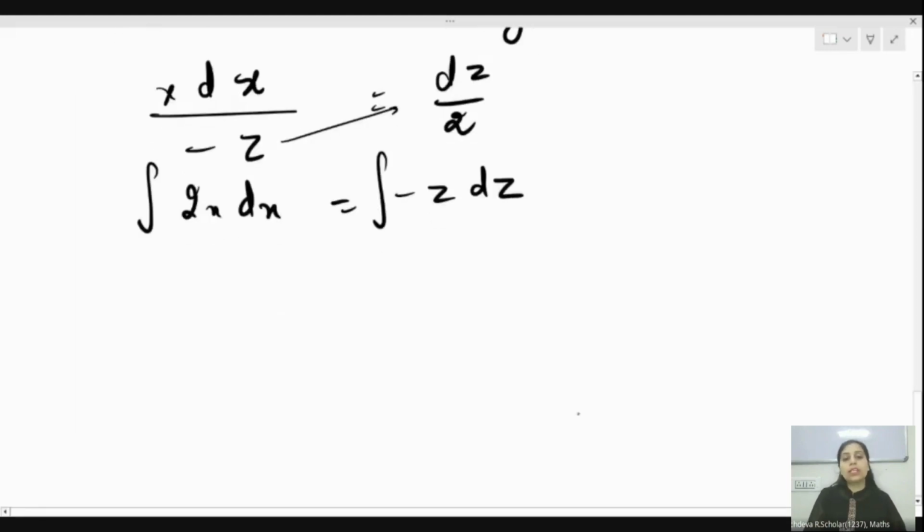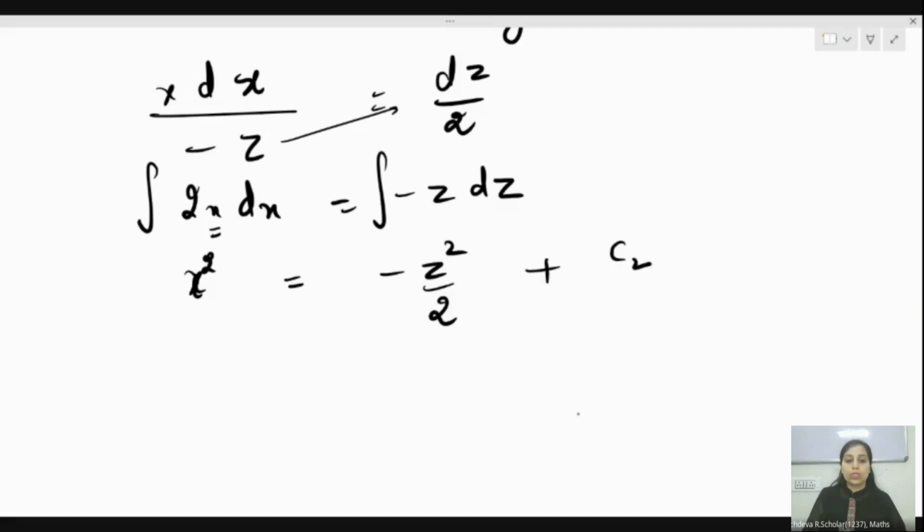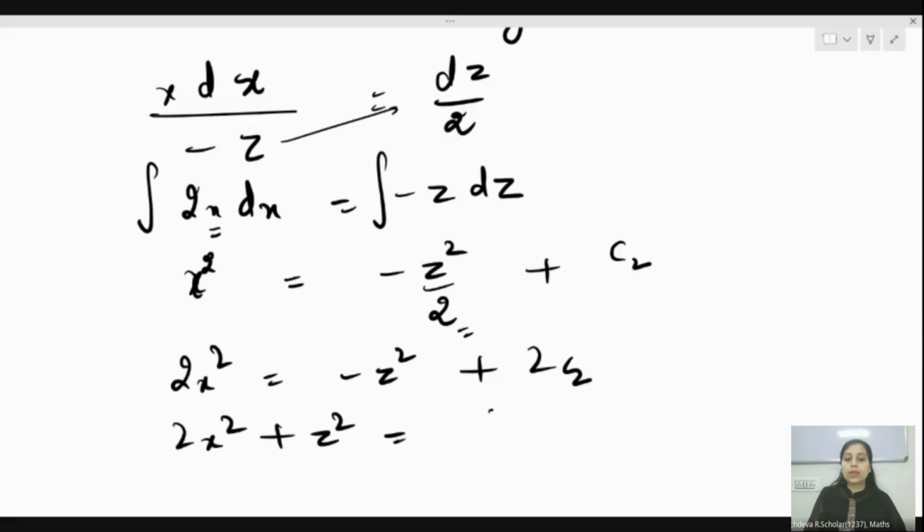So integrating it, the integration of x is x square upon 2. 2 to 2 cancel out, so we remain with x square only. And here the integration is minus z square upon 2 plus some constant, say c2. Taking 2 as LCM, 2x square is equal to minus z square plus 2c2. We remain with 2x square plus z square is equal to 2c2, or we can write it as another constant, say c double dash.